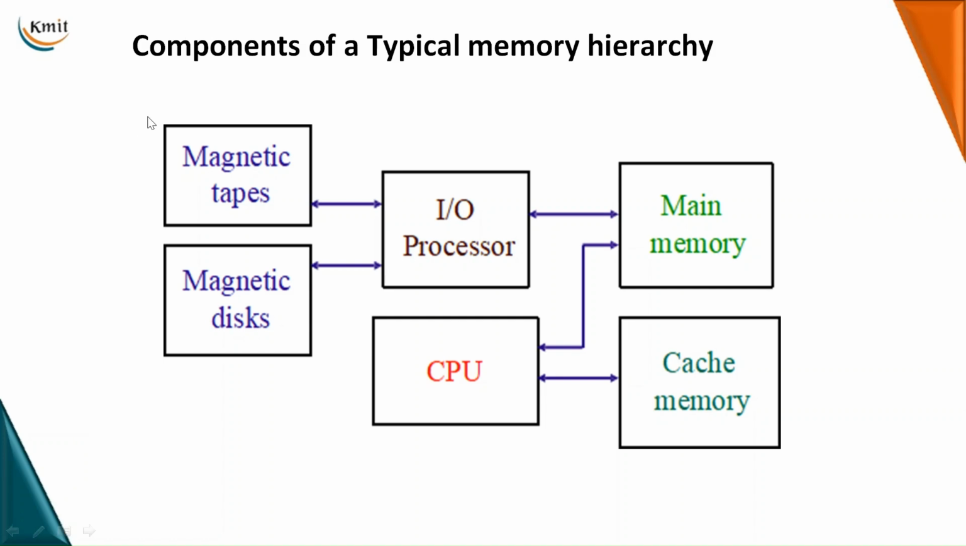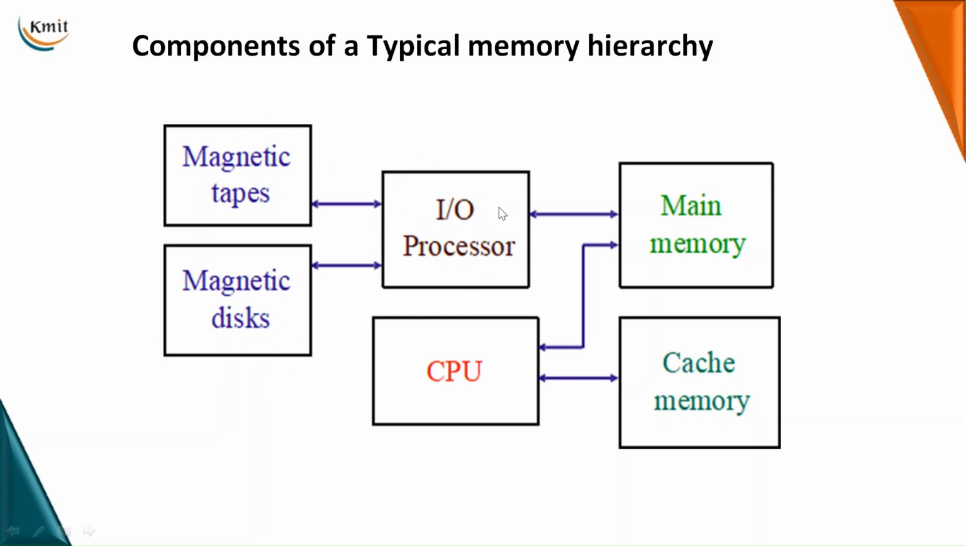So next comes the next type of memory. A component of a typical memory hierarchy is the auxiliary memory. Examples of auxiliary storage devices are your magnetic tapes and magnetic disks, which are mainly used for backing up your information. So these are the components of a typical memory hierarchy.